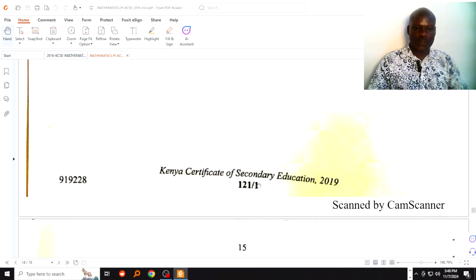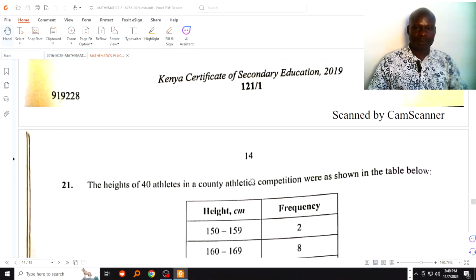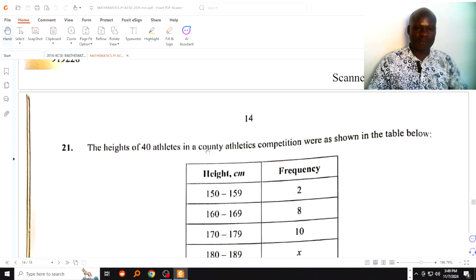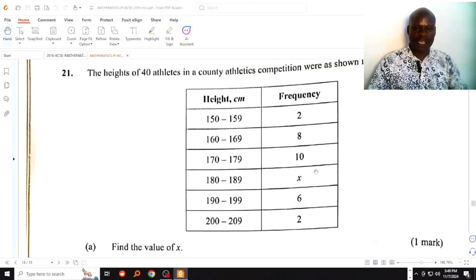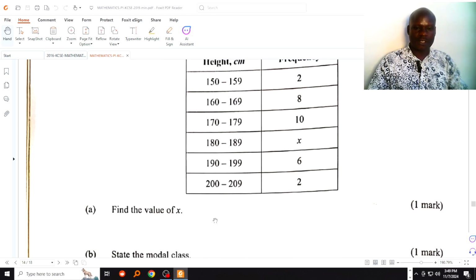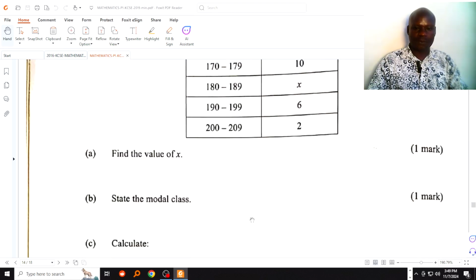Well, we consider a question, question 21, from KCSE 2019, paper 1. Question 21 reads: the heights of 40 athletes in a county athletics competition were shown in the table below. We have height given in this column, within these ranges, which are the class intervals, and then the frequency column. Here the frequency x is not given, and we are asked to find the value of x. Then state the modal class, 1 mark.